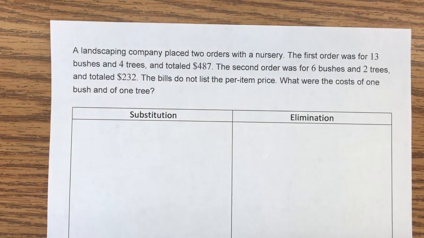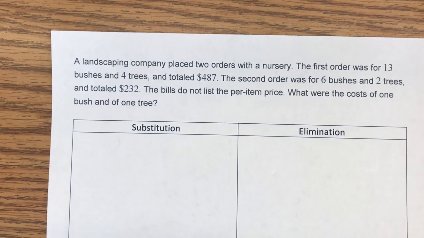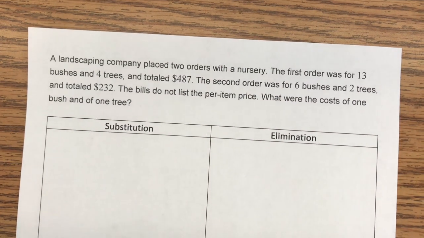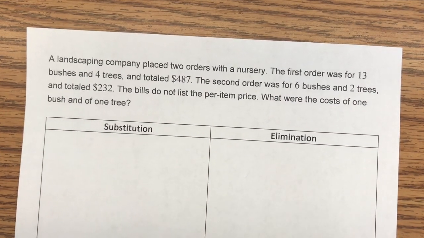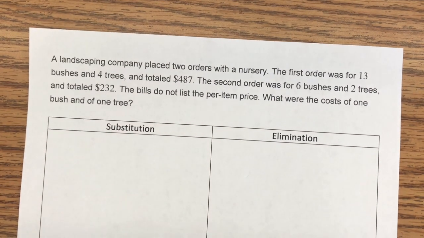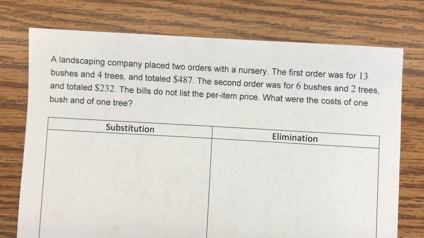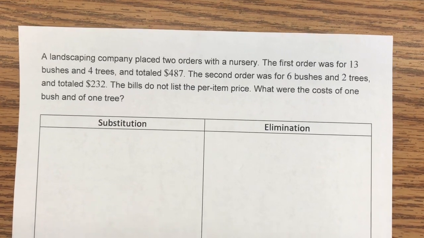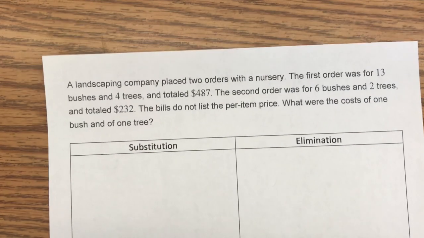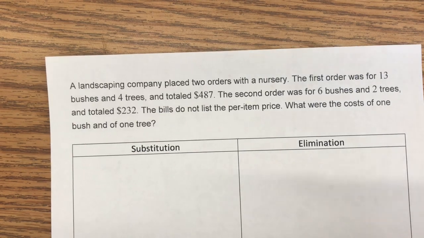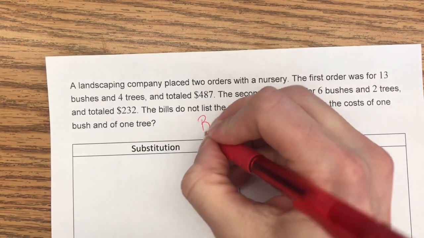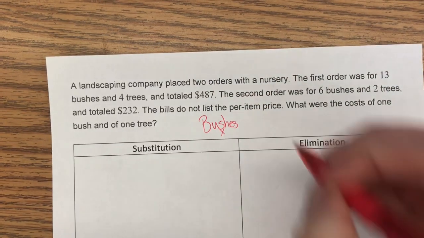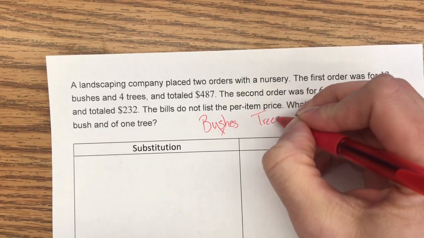The first order was for 13 bushes and 4 trees, totaled that much money. The second order was for 6 bushes and 2 trees, totaled that much money. The bills do not list the per item price. What were the costs of one of each? So, let's label things. We care about bushes, we care about trees. Let's let bushes be X. Let's let trees be Y.